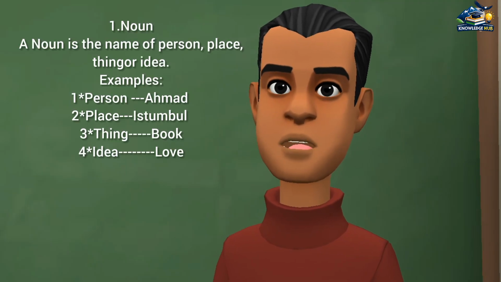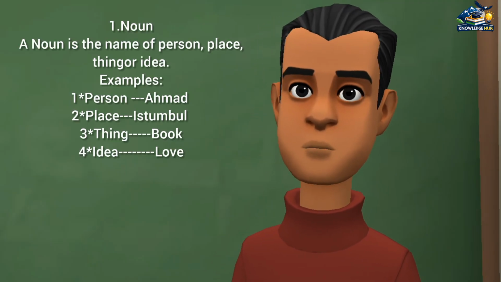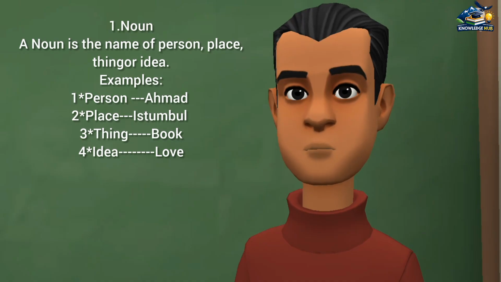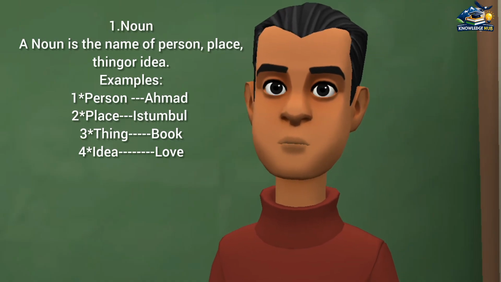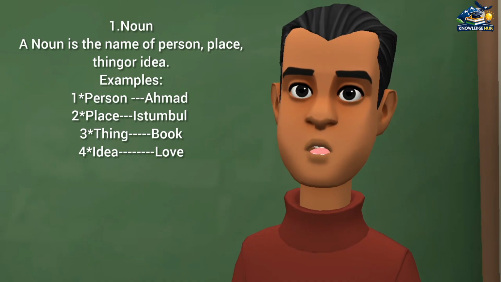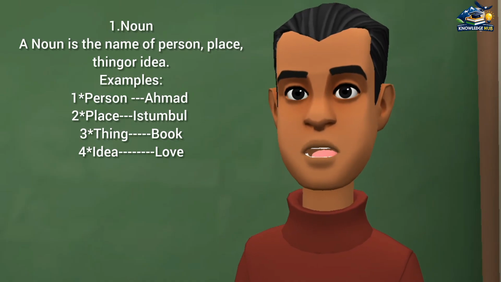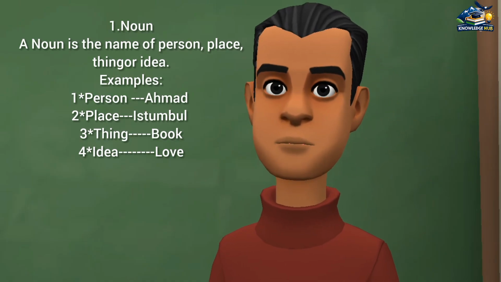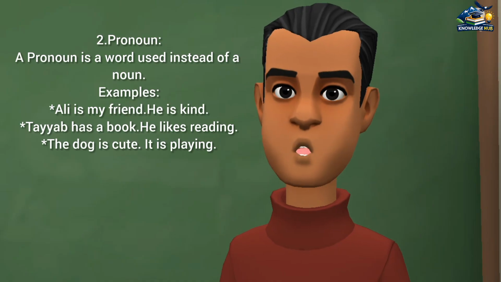A noun is the name of a person, place, thing, or idea. For examples: one, person, Ahmad. Two, place, Istanbul. Three, thing, book. Four, idea, love.